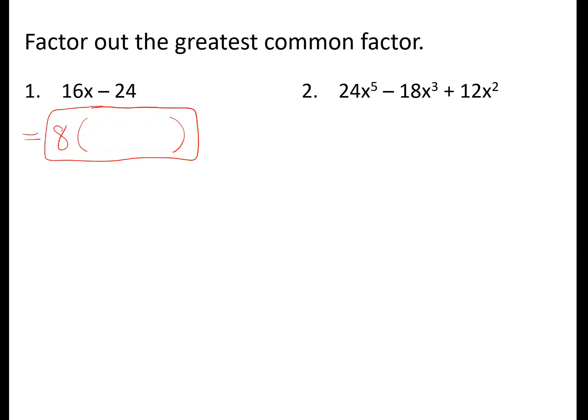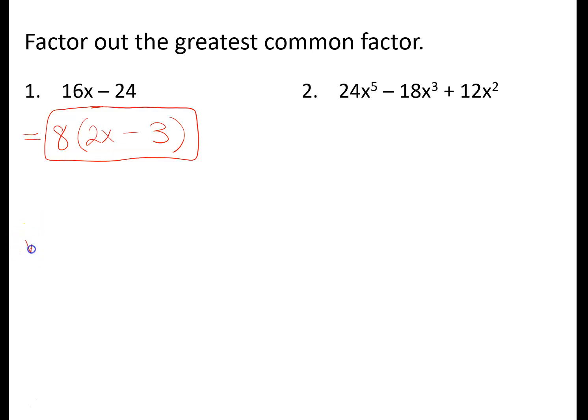Maybe you want to think about it as whatever I write down here first has to multiply by 8 to be 16x. So 8 times what equals 16x? Well, 8 times 2x. And then 8 times what equals negative 24? Well, that would be negative 3. So just another way that you could think about it.